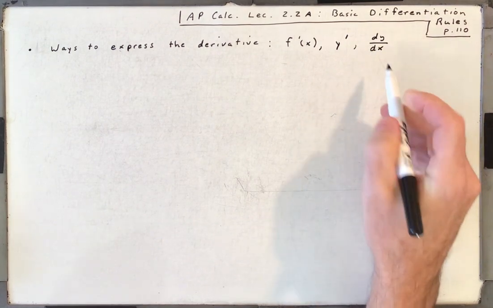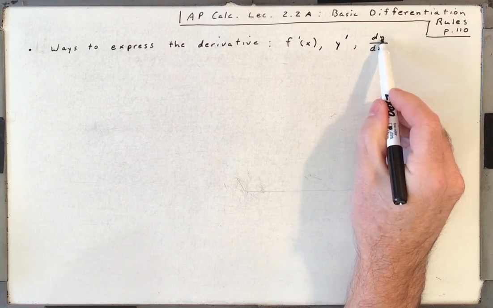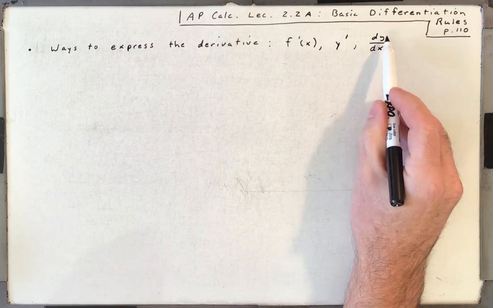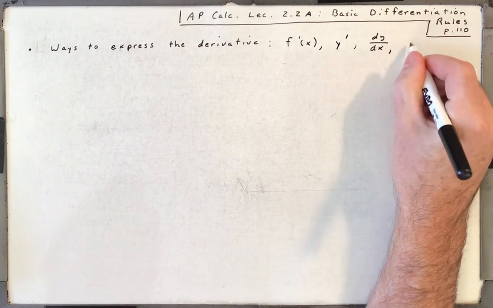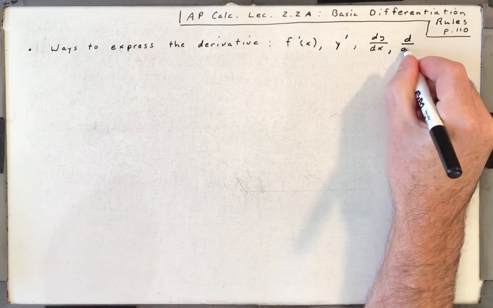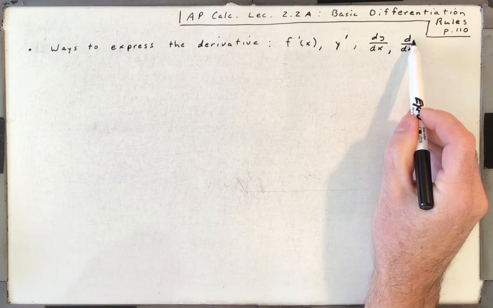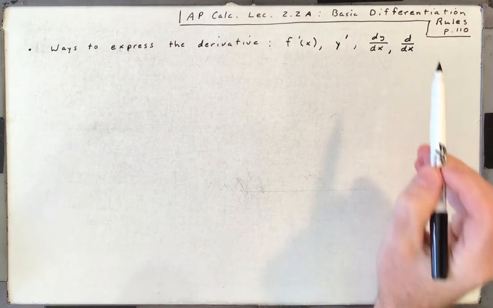We'll see that a lot, and we'll use that a lot in the future. That means the derivative of y with respect to x. That's how you say that. Derivative of y with respect to x. And also d over dx. That's actually a verb. That means take the derivative with respect to x.